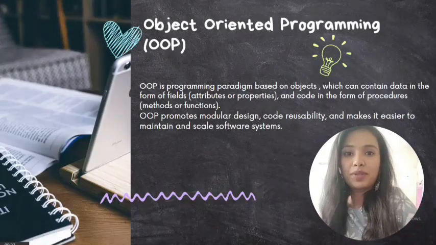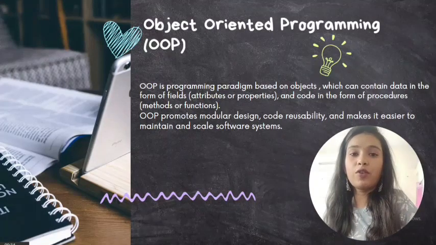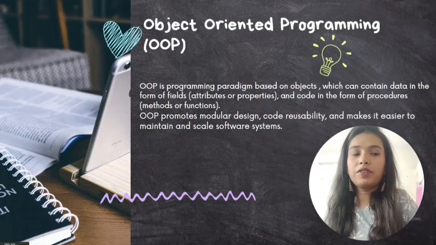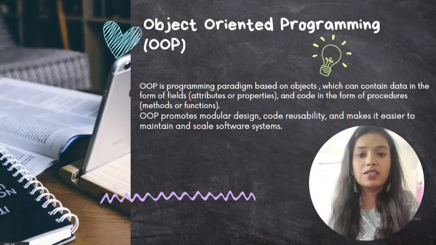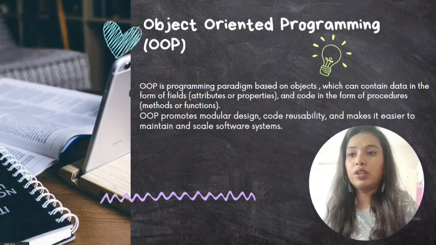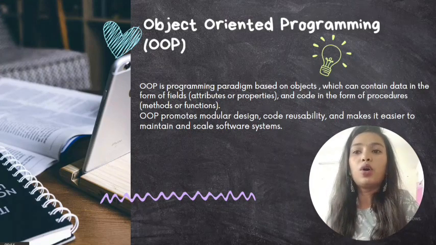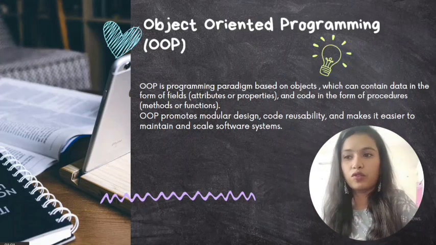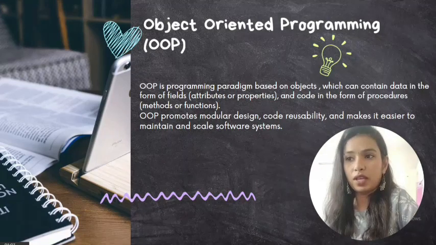So object-oriented programming is a programming approach in which you will have everything in the form of objects. It will not depend on procedures. You can create an object of your class, and then you can use that object. Basically, object-oriented programming is used for code reusability. It makes it easier to maintain and scale your software system. So this is what object-oriented programming is.